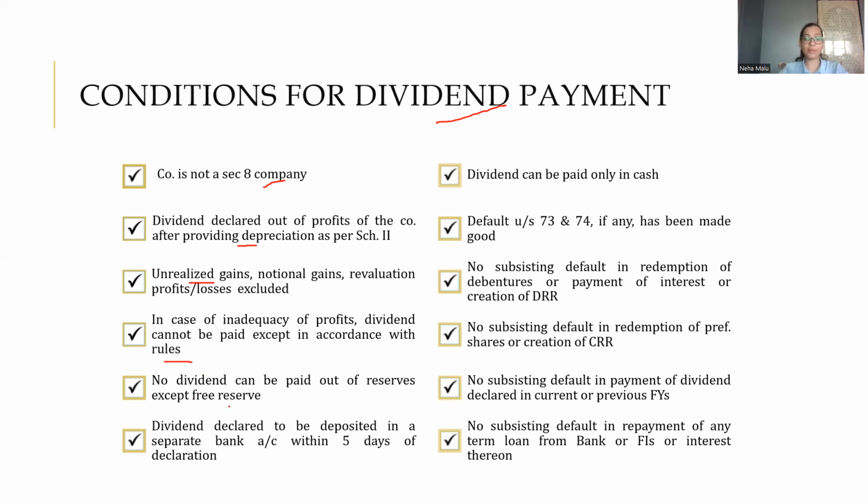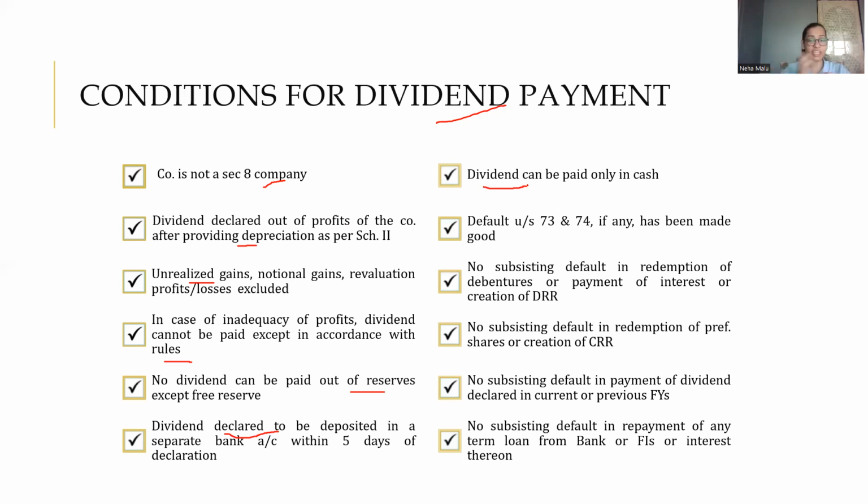Next, no dividend can be paid out of reserves except free reserves. That is, only the free reserves portion can be used for the purpose of declaring dividend. Next, dividend once declared is to be deposited in a separate bank account within 5 days of declaration. I'll be discussing the timeline of the dividend payment in the later part of my presentation. Next, as per the provisions of the Companies Act, dividend can be paid only in cash.